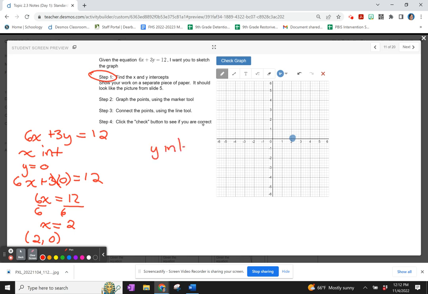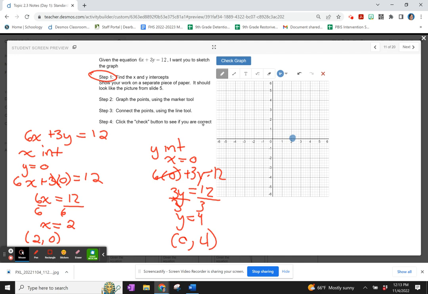The y-intercept, x equals 0. So then I have 3y equals 12. So my x is 0 and my y is 4. So then 0, 4 is on the y-axis. So what we just did, we graphed step 1 and we just did step 2. Step 3 now says connect the points using the line tool. So I'm going to click on the line and I'm going to connect it.